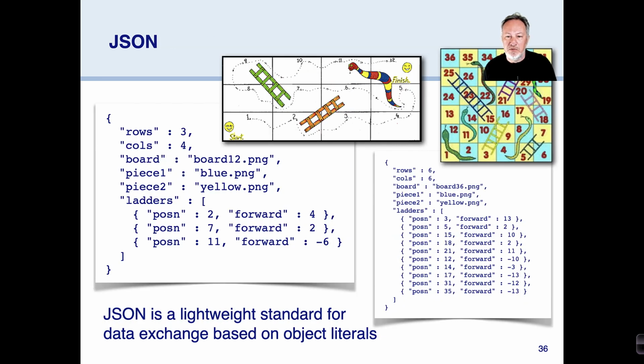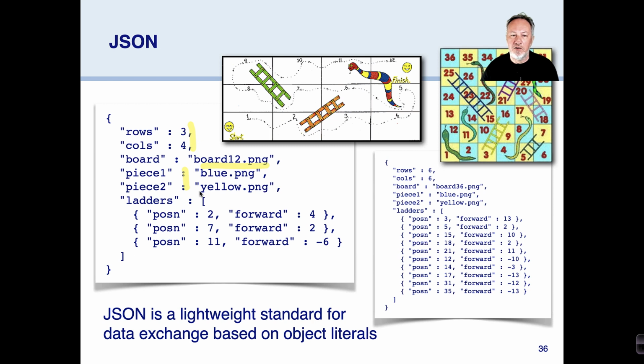Now we'll use JSON to define some configurations. Here are two different snakes and ladders games. This is a simple one with 3 rows and 4 columns. We have a board that's specified in a PNG file, and we also have a couple of pieces that can play on the board also in separate files. We define on the board 3 ladders.